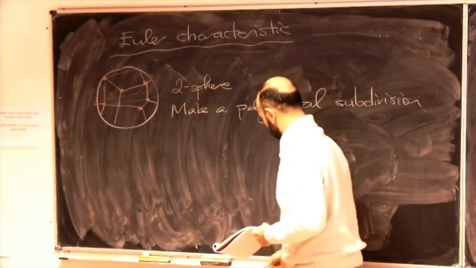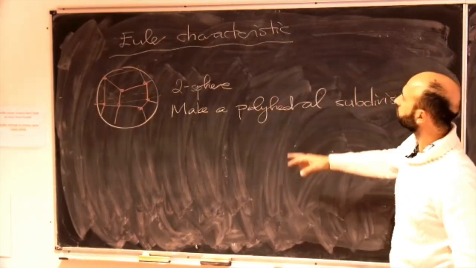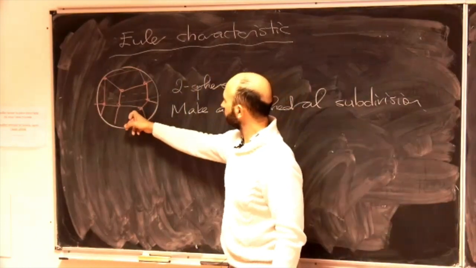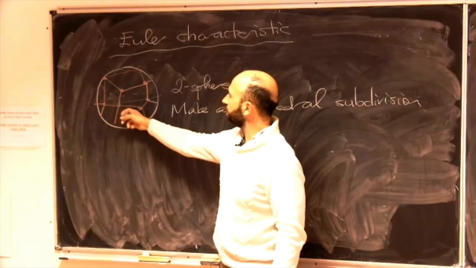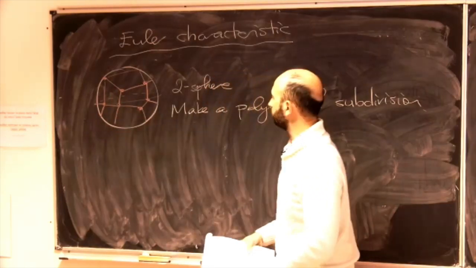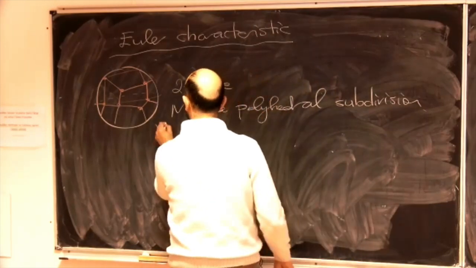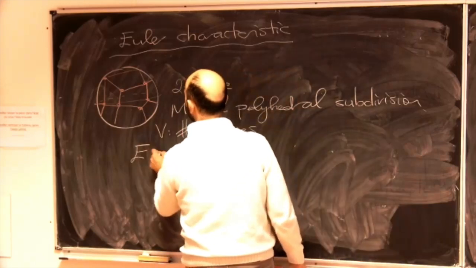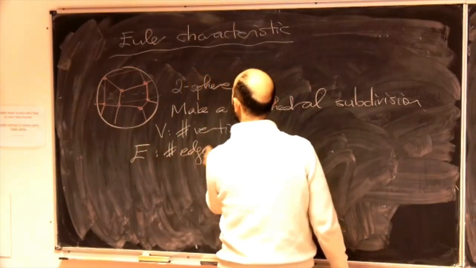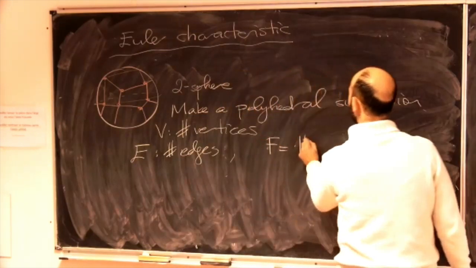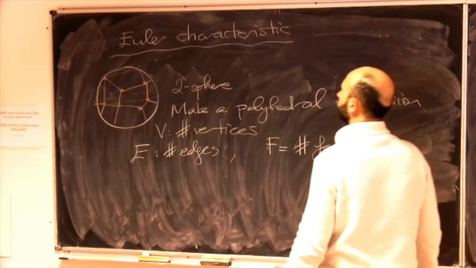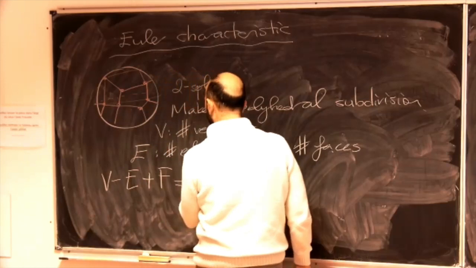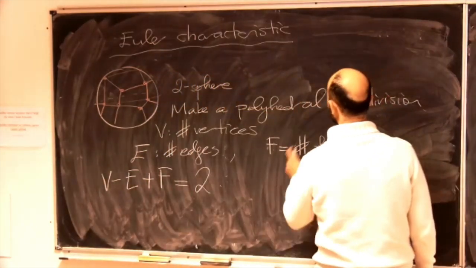You make a polyhedral subdivision. This is quite a usual thing. So you can count the number of vertices, number of edges, and number of faces in the subdivision. So V, let's say, is the number of vertices, E the number of edges, and F the number of faces. Then the upshot is the number V minus E plus F is always 2, independent of the subdivision chosen.